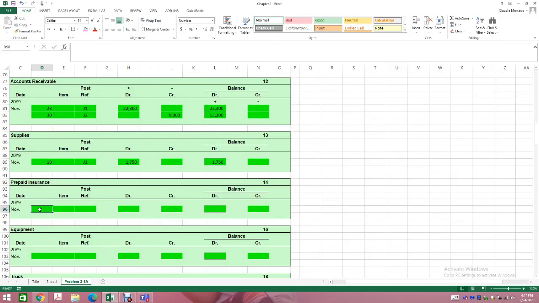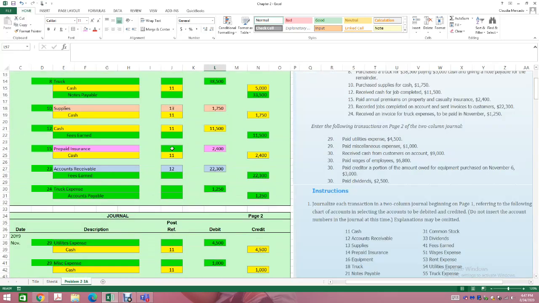Okay, so let's go back and let's go fill that out. Prepaid insurance. That happened on the 15th, and that happened on Journal 1, okay? And it was a debit for $2,400, okay? So I only have one transaction. That's what my balance is going to be, a debit of $2,400, okay? So now I can go back and I can enter my account number, which is 14, on my journal, okay? Right there. And I'm going to highlight it to make sure that I've used it.